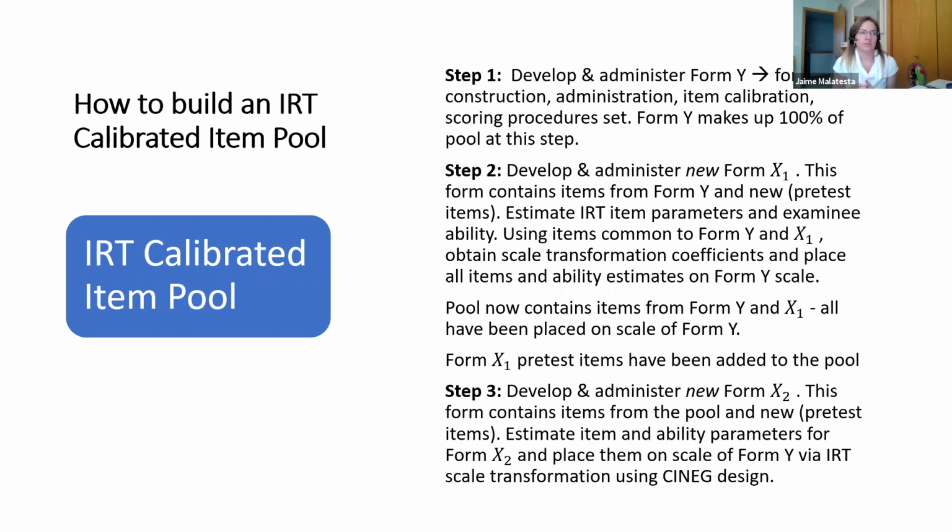Step 3, you develop and administer a new form X2. And this can go on to X, however many forms you're going to have. So the same thing follows for that form. It contains items from the pool and new items or pretest items. You estimate the item and ability parameters for form X2 and place those on the scale of form Y using some scale transformation procedure like the mean sigma, Haebara, or Stocking-Lord, using the common item design. And so now your pool contains the form Y items, the new items from X1, and the new items from X2. And so your pool is continuously evolving and getting bigger.